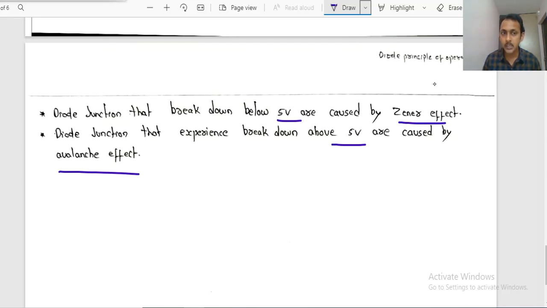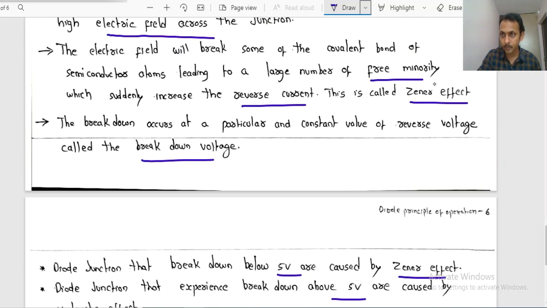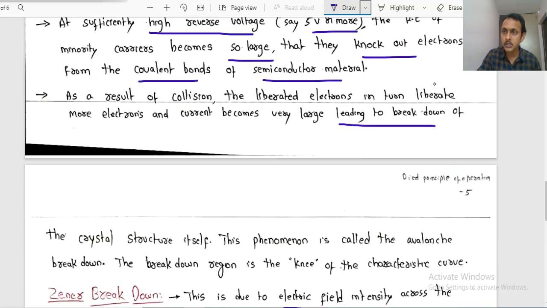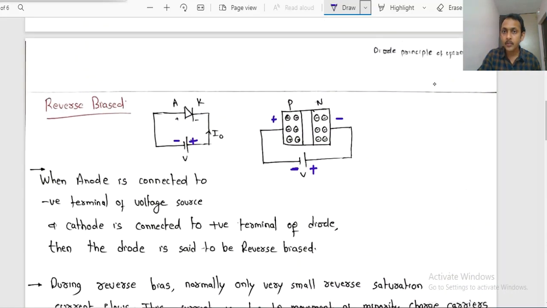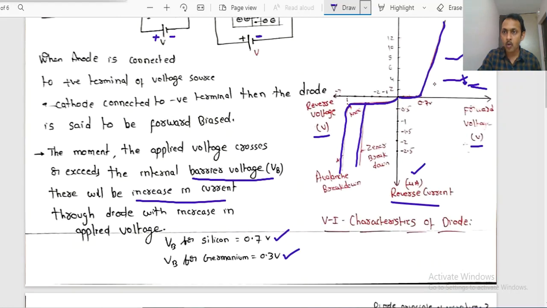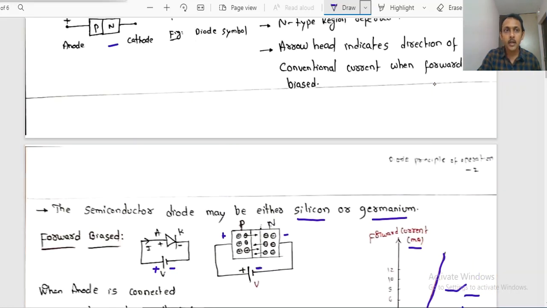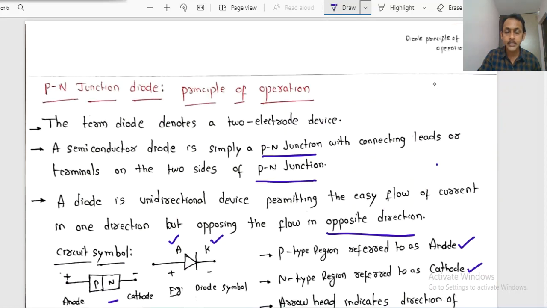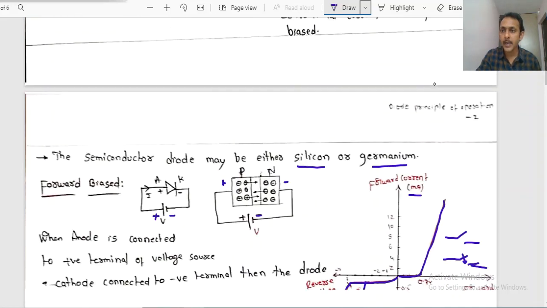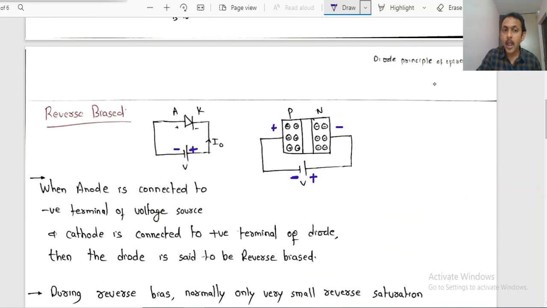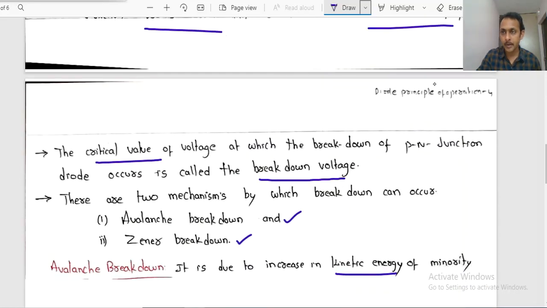So which breakdown has the chance to occur first? If the breakdown occurs below 5 volts itself, then it is due to the Zener breakdown. If the potential has crossed above 5 volts and the breakdown has not occurred, but after crossing 5 volts there occurs a breakdown, then it is due to the avalanche breakdown. So this is all about the PN junction diode, its principle of operation and its VI characteristics: forward bias, reverse bias, avalanche breakdown and Zener breakdown.